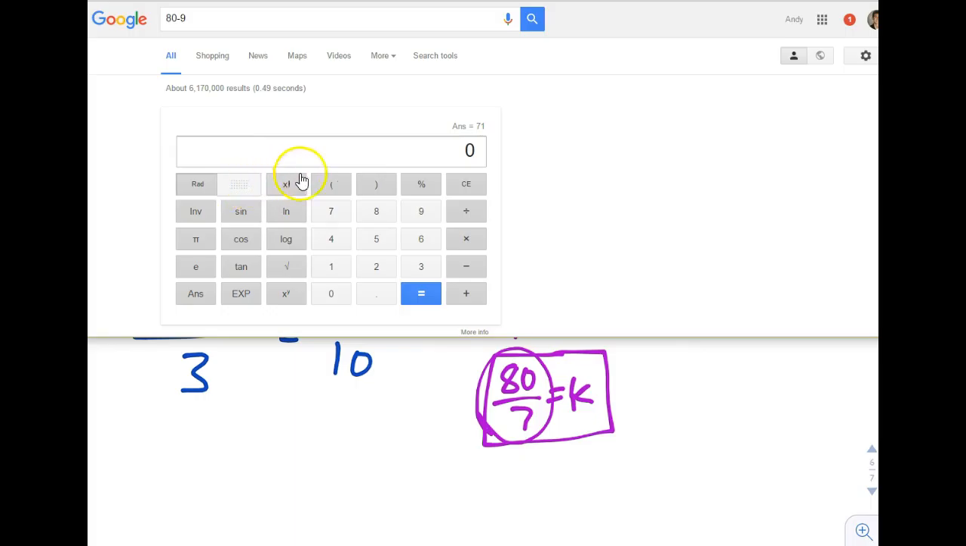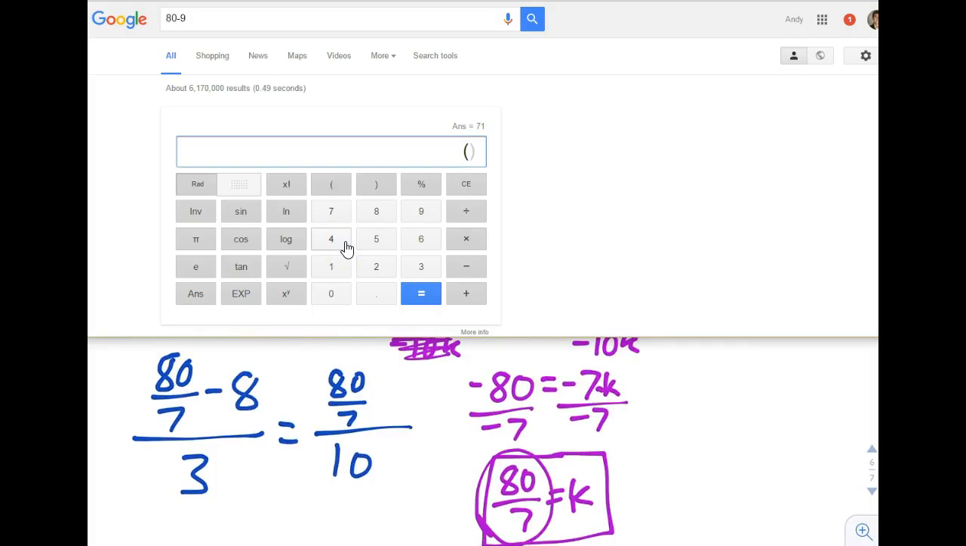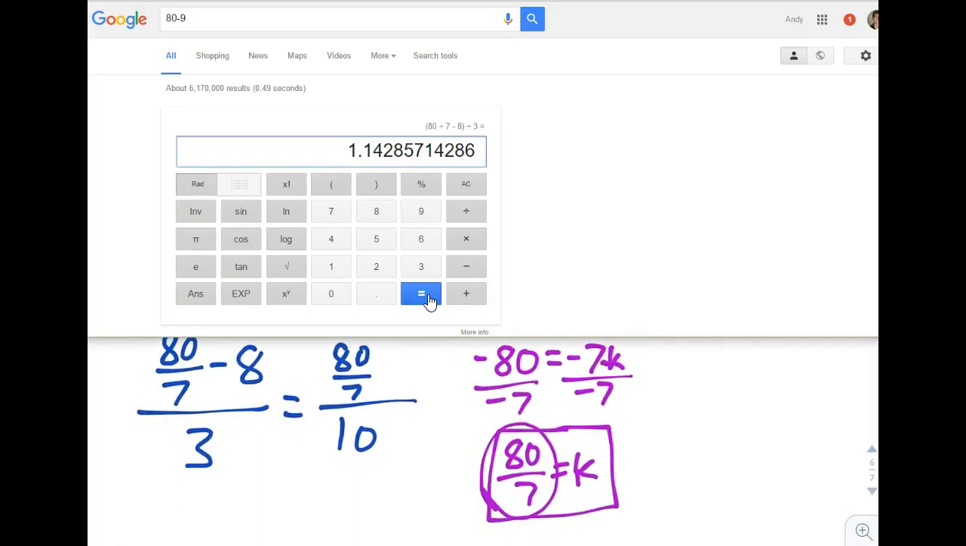Who knew? What we are going to do is we're going to take parentheses and take that, see if I can bring that problem here into view, 80 divided by 7, minus 8, and then close the parentheses. That's our numerator over here. And we're going to divide that all by 3, because it's all over 3. And hit equals, and we get 1.42, something in that neighborhood. So like 1.42-ish. And then let's try the other side.